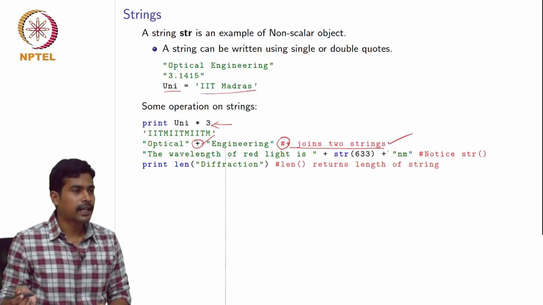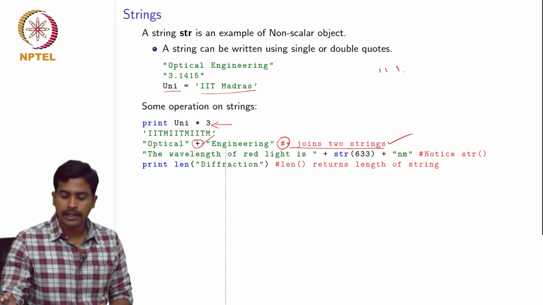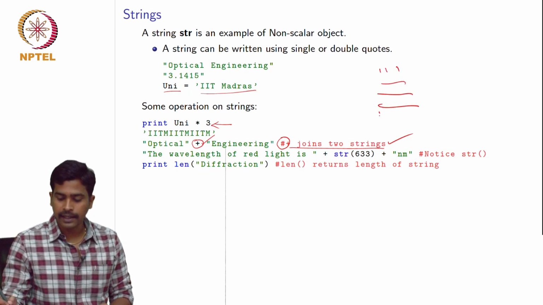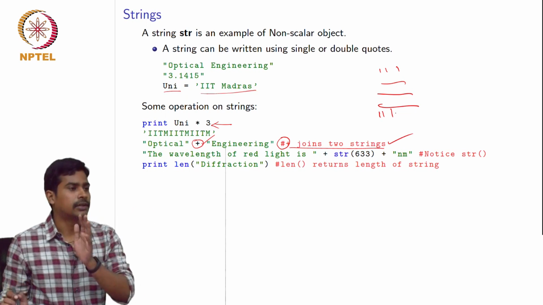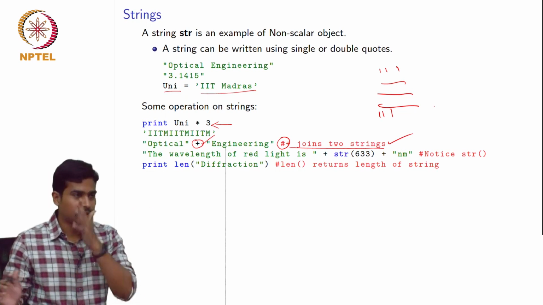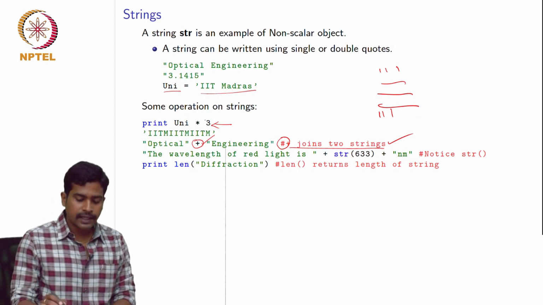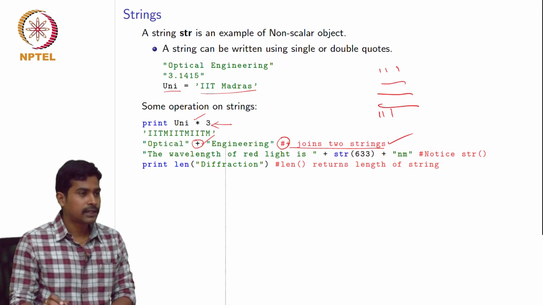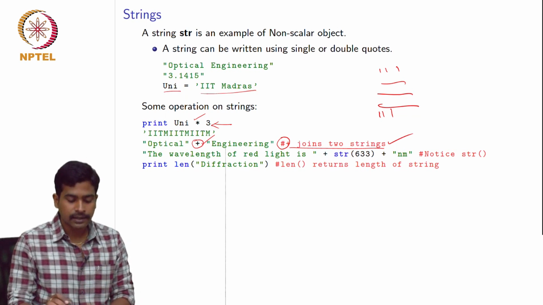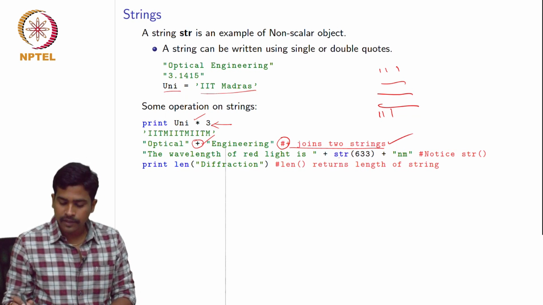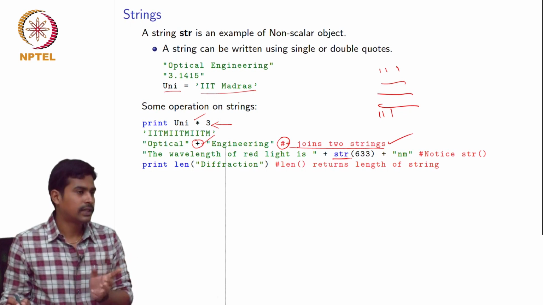Another way of writing comments in Python is using 3 quotation symbols, and you can write your comments here and then close again with 3 single quotes. So this is another way of writing comments. This is also called a block comment. So yeah, we have seen the multiplication and plus operations in the context of strings, and now there is another operation. This was also seen in the first slide.